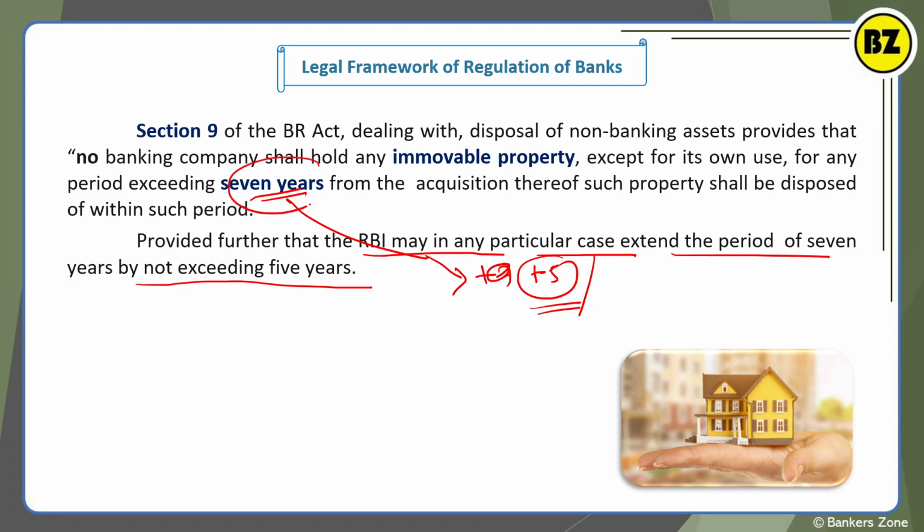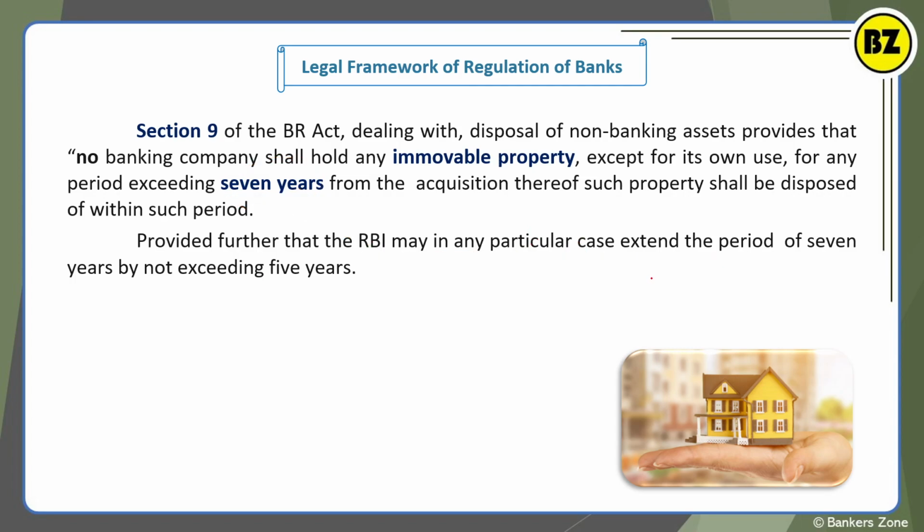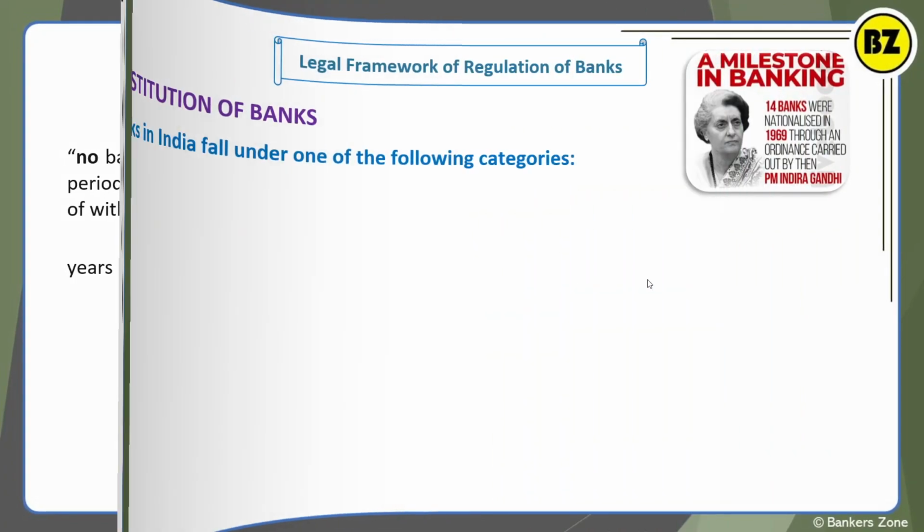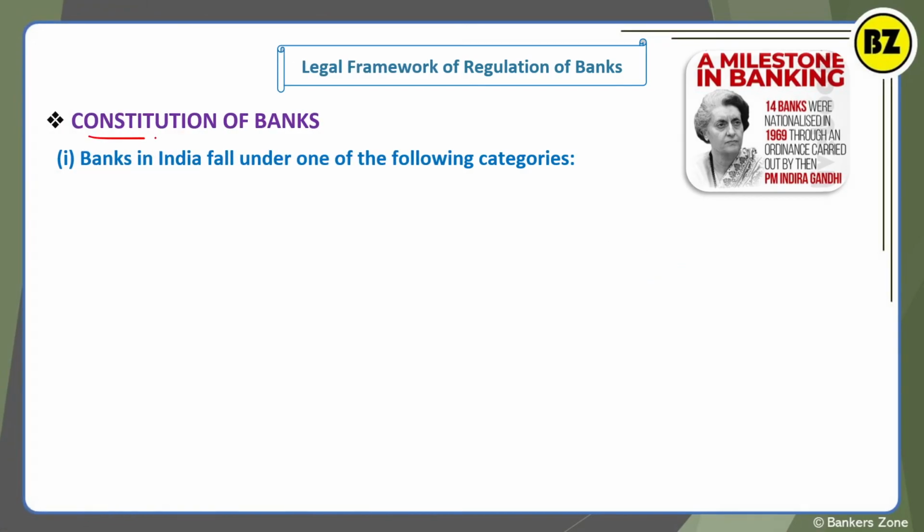Okay, so 7 years plus an exception by RBI of 5 years, so maximum 12 years you can keep. But RBI permission is required for the 5 years extension. Now see the constitution of the banks. You are very much familiar with the constitution of the banks.